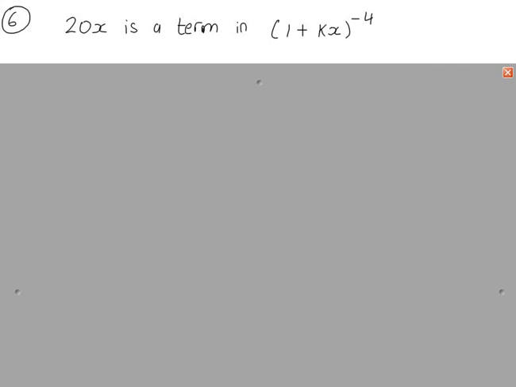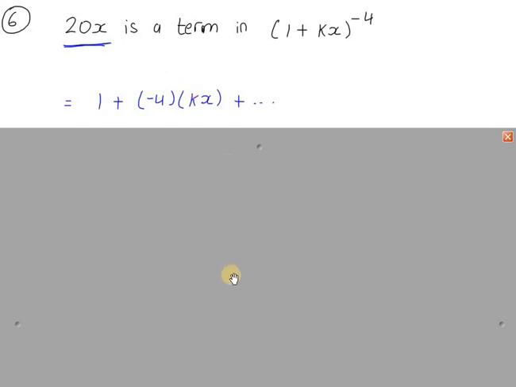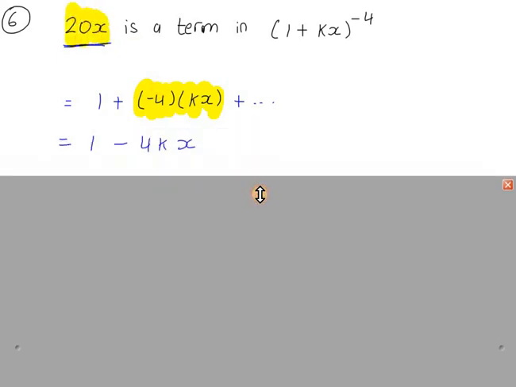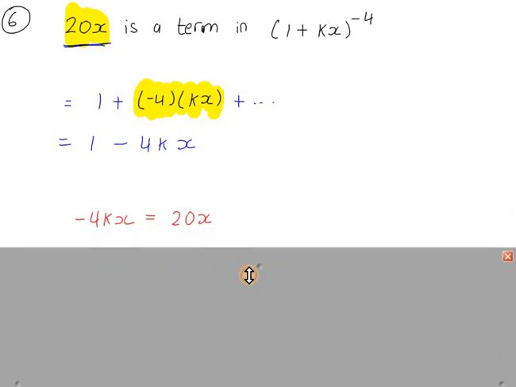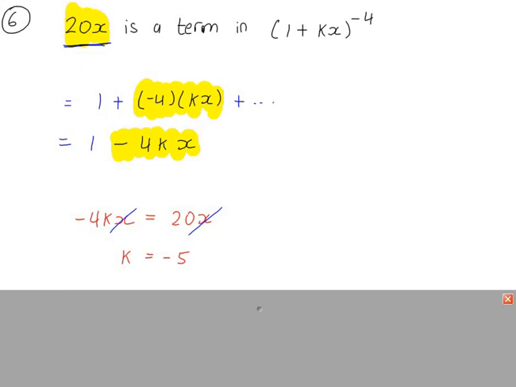In this example, one of the terms in the expansion of 1 plus kx to the power of minus 4 is given, and it's the linear term. And the linear term, the x term, is usually the second term in the expansion, so we don't need to go anywhere past the second term in the expansion. Okay, so first term, second term, and we know that this is this. They're equal. So simplified, I've got my minus 4kx term, which was this, equal to 20x. We can cross out x from each side, and then k is equal to minus 5.